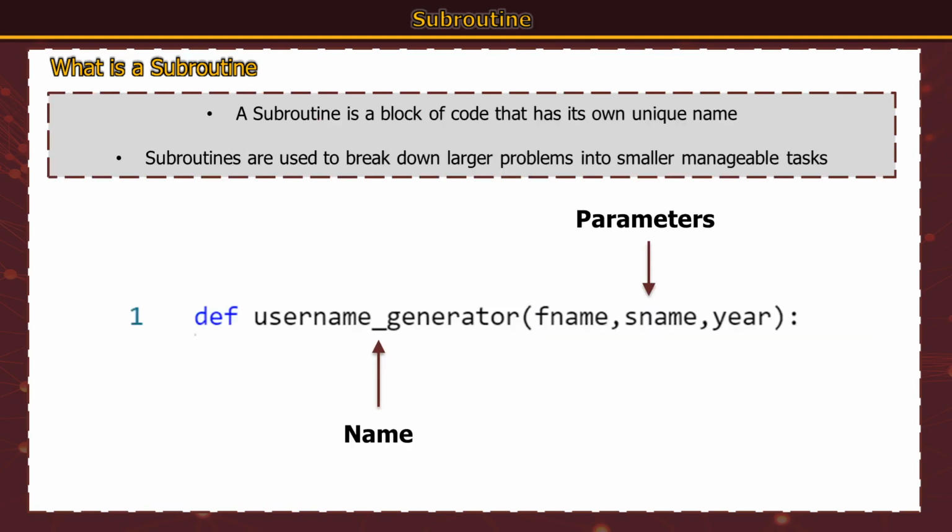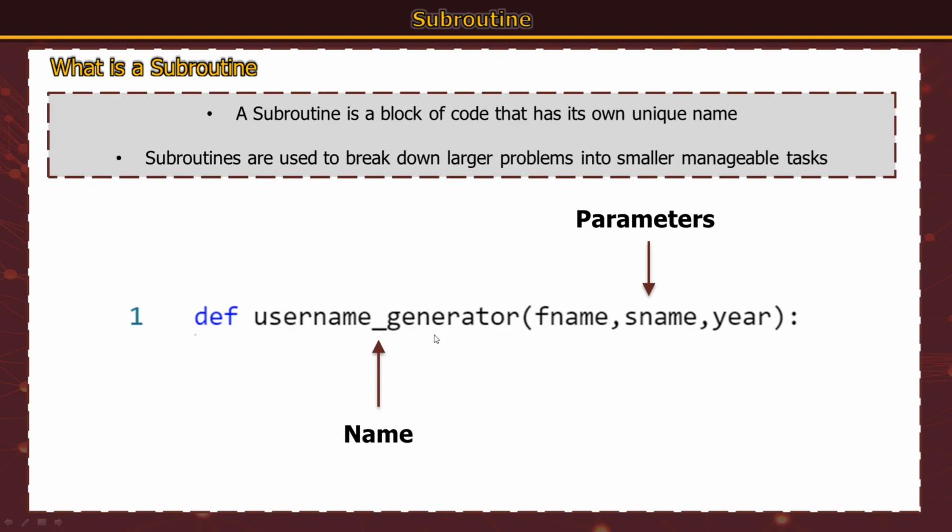So how would you go about making a subroutine? Well, the first thing you need to do is define a subroutine. We use the word def, and this means it's a user-defined subroutine. It's been created by the programmer. Okay, then you give it a name. So here, mine's called username generator.